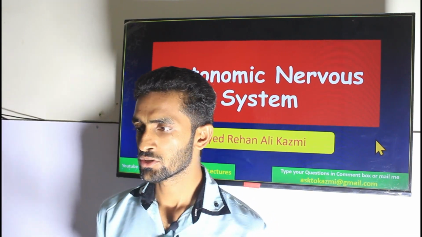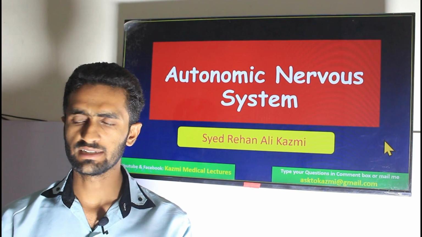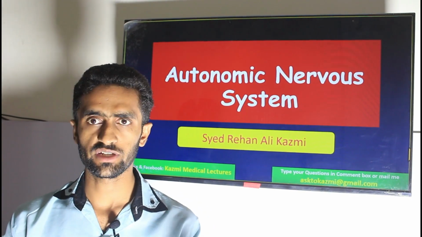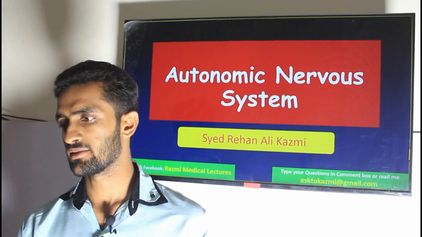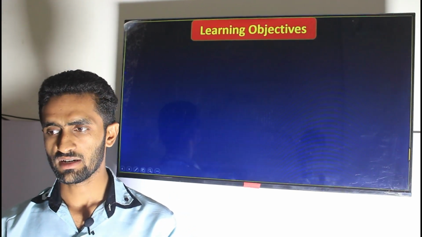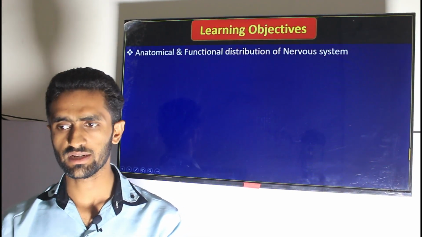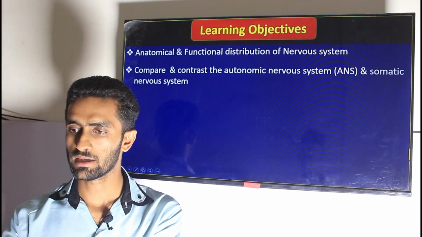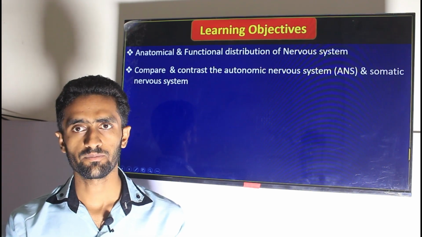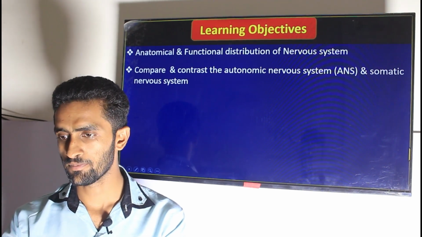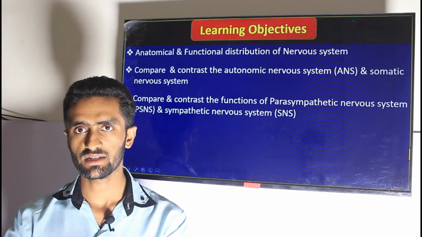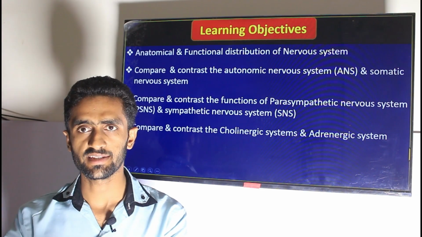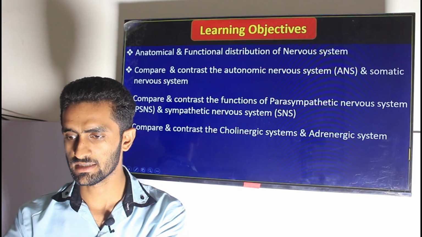So this upcoming session is just an introduction lecture where we are going to revise some physiology and anatomical concepts and then add some pharmacology concepts. Our learning objectives: first, we look at the anatomical and functional distribution of the nervous system, compare and contrast the autonomic nervous system versus the somatic nervous system, and compare and contrast the parasympathetic versus the sympathetic nervous system, and the cholinergic system and the adrenergic system.